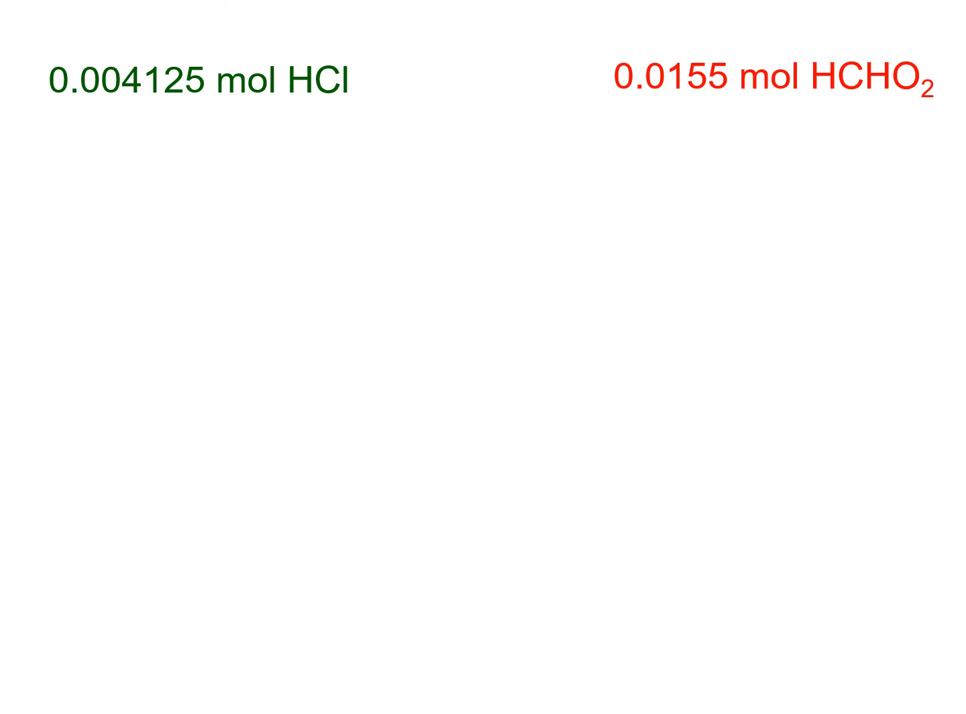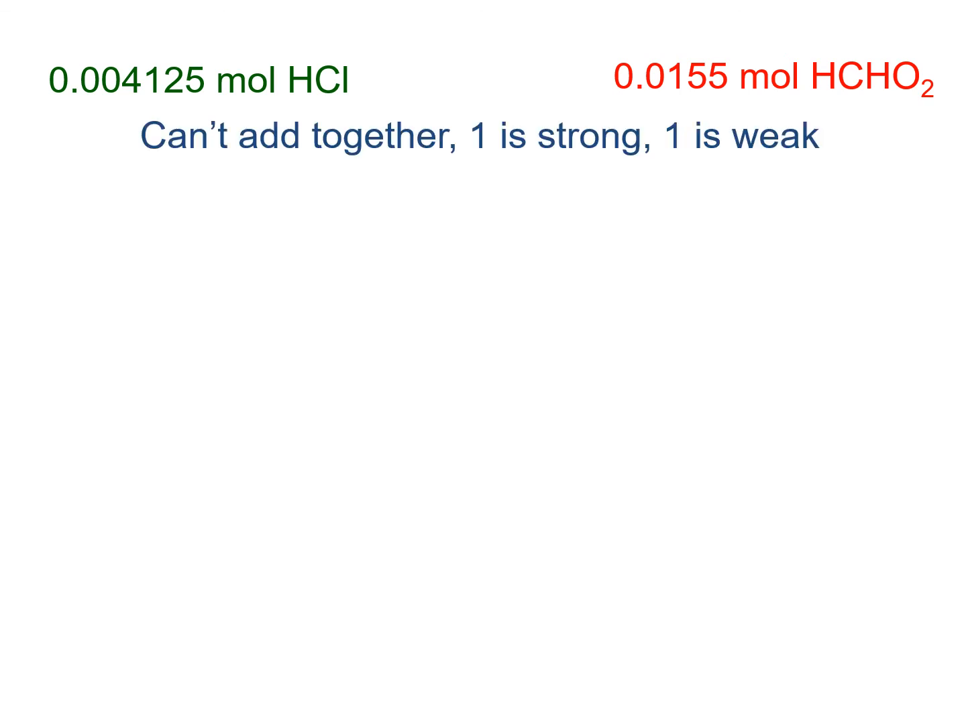At this point, I have moles of a strong acid and a weak acid. And if this is the case, we know that we're going to have 100% dissociation of HCl, and we're only going to have a small dissociation of my weak acid. And so in order to calculate pH, I cannot add these two together, but the pH of my solution is basically going to be contributed only from my strong acid.